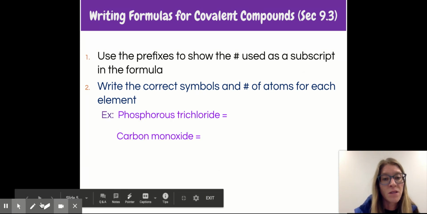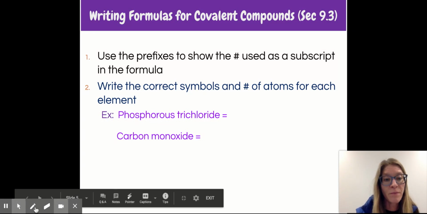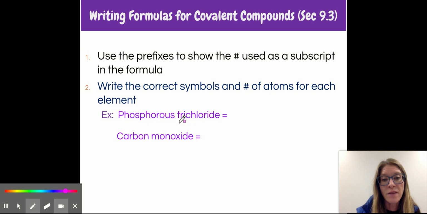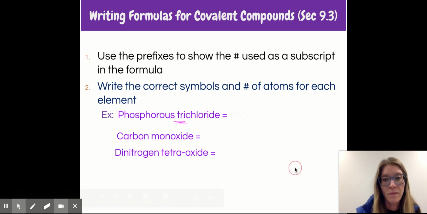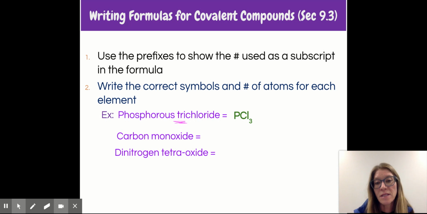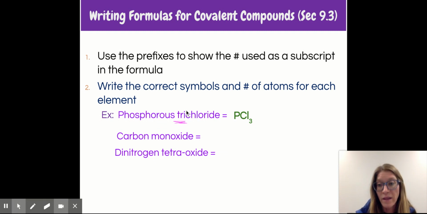So phosphorus trichloride. Phosphorus does not have a prefix, so because that first element doesn't have a prefix, we know that there's only one phosphorus atom. The second element has the prefix of tri, so tri means 3, so that formula would be PCl3. So 1 phosphorus and 3 chlorides. So you don't have to balance out any charges, you just look at the prefix shown, and that's the number that you write down as a subscript.